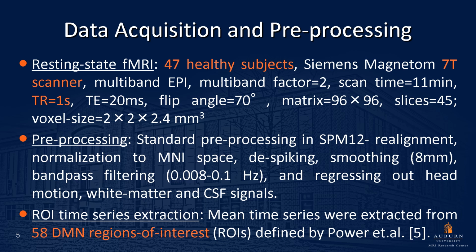The data was acquired from 47 healthy subjects here at the Auburn University MRI Research Center, and we used a Siemens Magnetom 7T scanner. So this was actually a 7T study, with multiband EPI, multiband factor of 2, an 11-minute scan, and a TR of 1 second. All standard pre-processing steps were performed, including bandpass filtering and regressing out different sources of unrelated variance. And then we extracted mean time series from 58 regions of interest corresponding to the default mode network as defined by the Power Atlas.